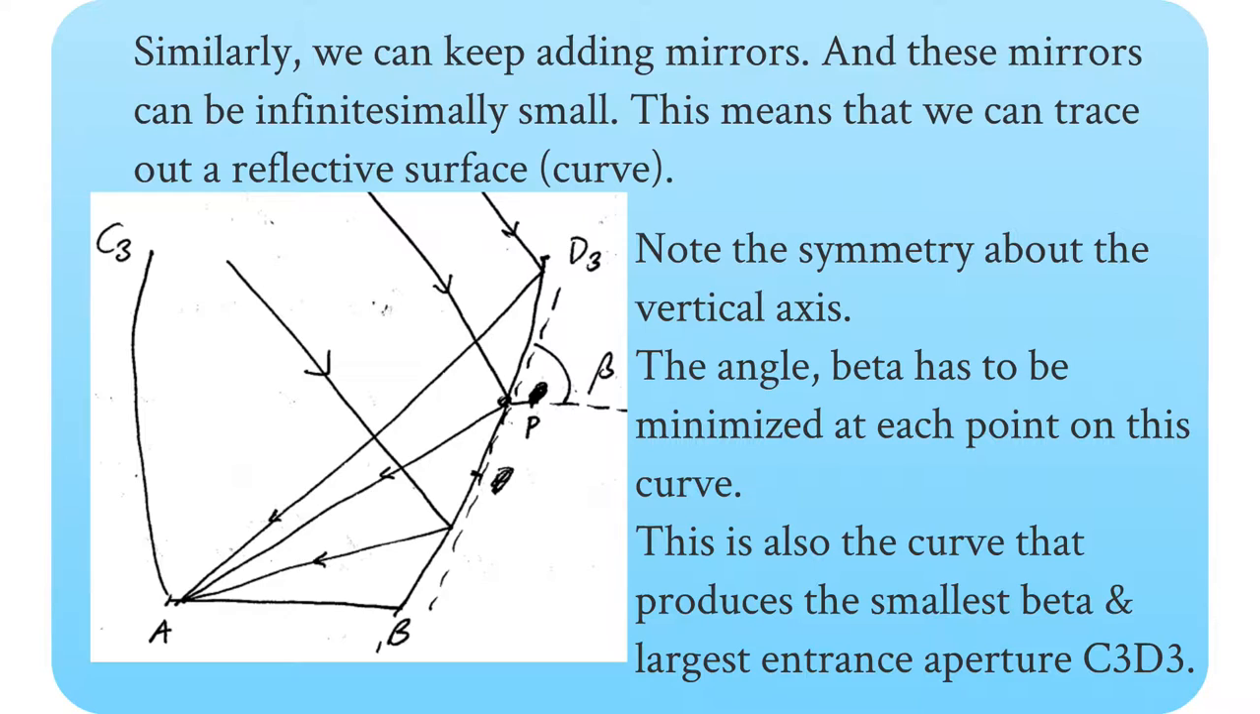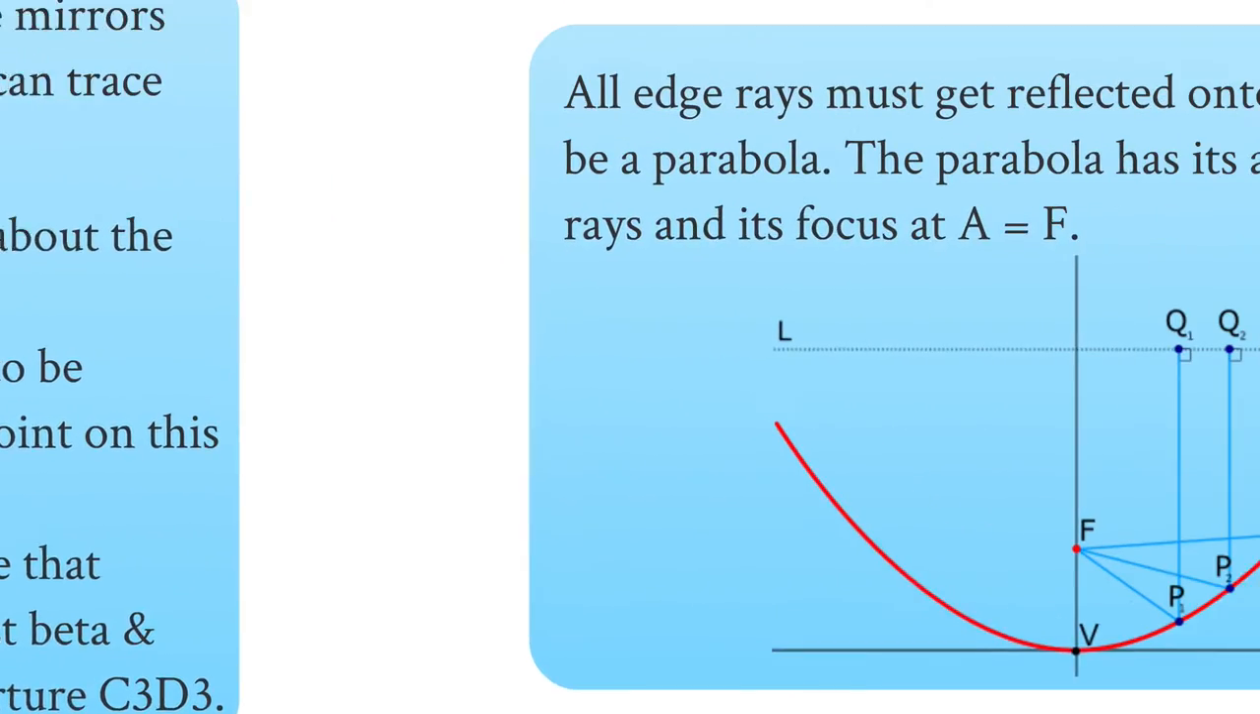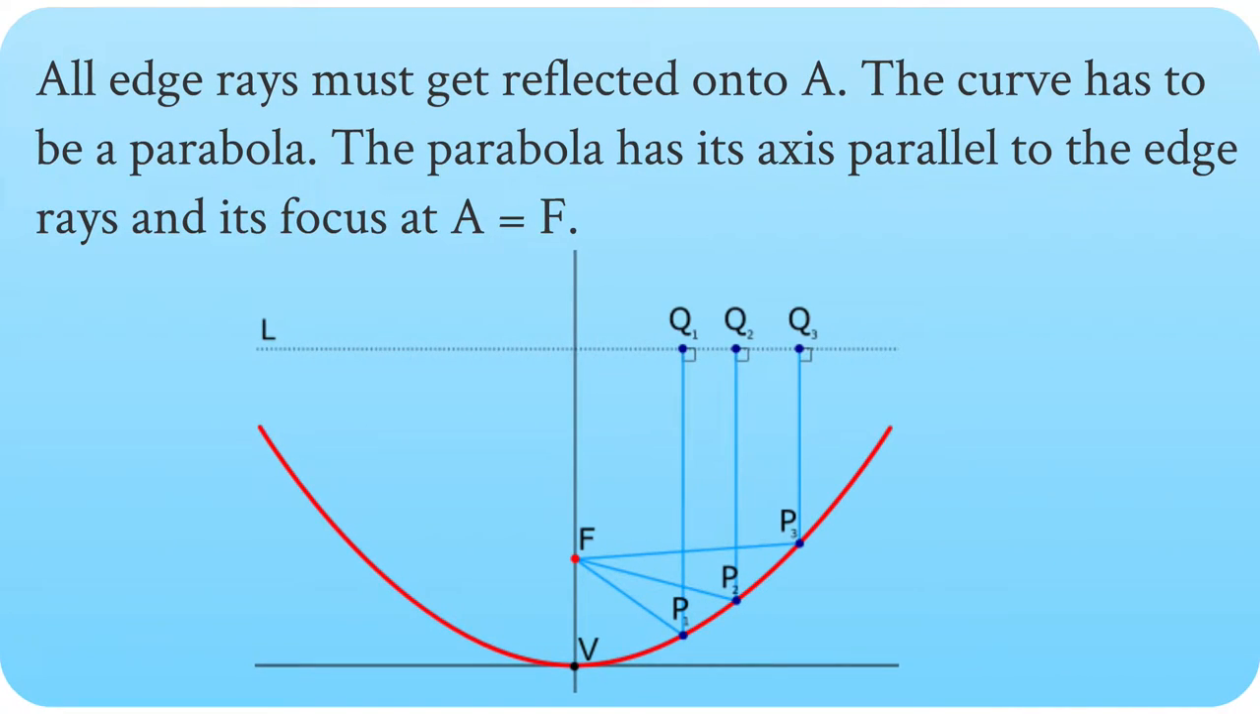So in this case, beta is now a function of each point here. So you want to minimize beta for each point, ensuring that every ray that hits that point ends up at the edge point of the receiver. Exactly what we discussed, but now in a continuous surface. So this is the curve that produces the smallest beta and hence the largest entrance aperture. And this turns out to be a parabola. So let's think about what that means.